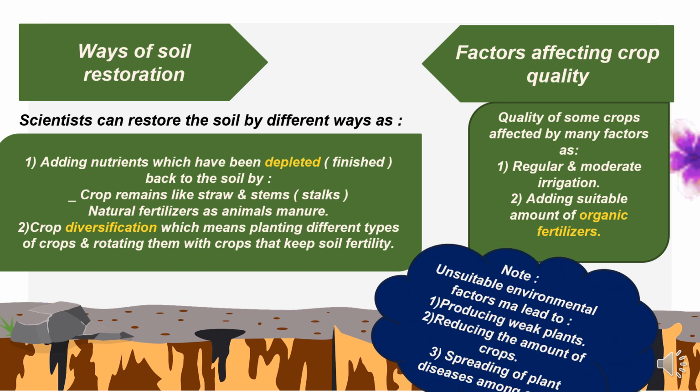Super primary 6, unfortunately if I didn't do or didn't follow these two factors which affect the crop quality, the plants produced will be very weak, and number two, the amount of crops will be very, very little, and unfortunately diseases may spread among the plants.